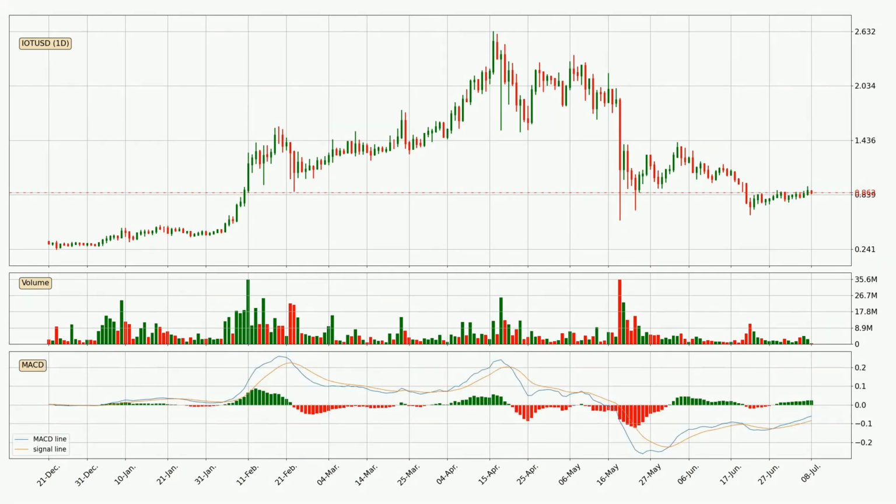Looking at the daily MACD, the MACD line is above the signal line, meaning that the trend is currently on the up. The MACD histogram shows that the momentum is currently strong, and it could be expected the price to go further to the upside.